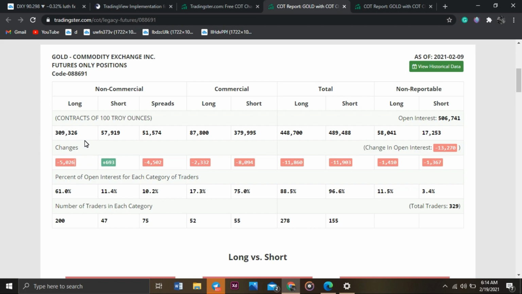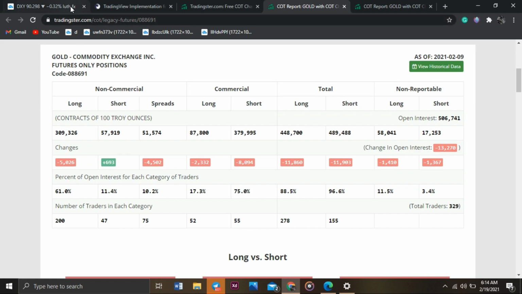And the last week's report showed that the big banks, and let's say the non-commercials, are beginning to close a lot of longs, and they're beginning to add a lot of shorts. I hope I'm making sense. So you can see that there was a shift going on.